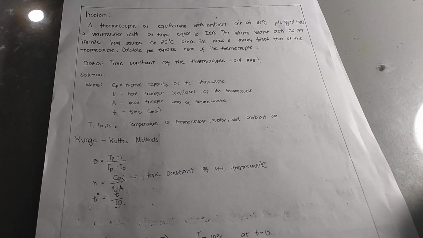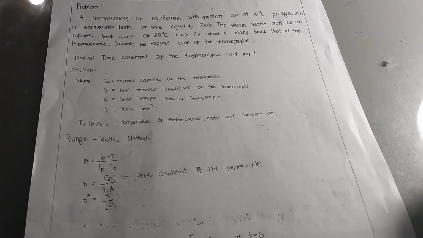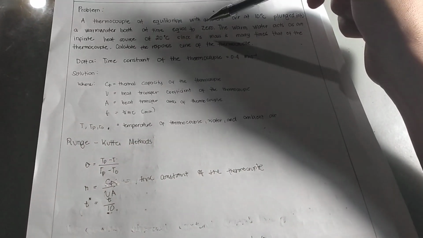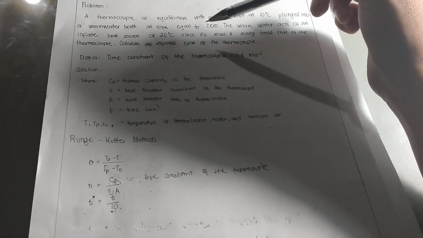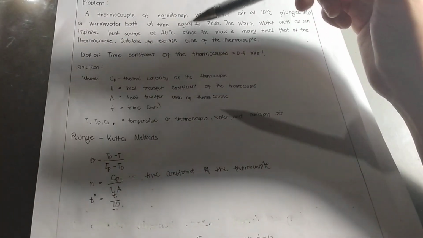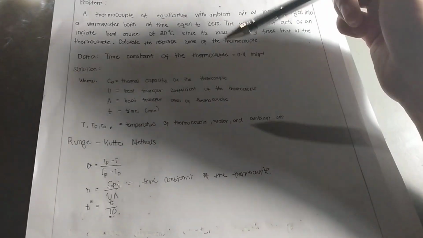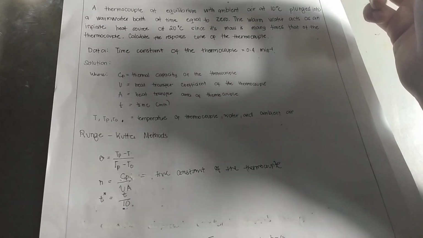I'm from BSME 2P. Today, we're going to discuss a problem of a thermocouple at equilibrium with ambient air at 10 degrees Celsius, plugged into a warm water bath at time equal to 0. The warm water acts as an infinite heat source of 20 degrees Celsius since its mass is many times that of the thermocouple. Calculate the response curve of the thermocouple.